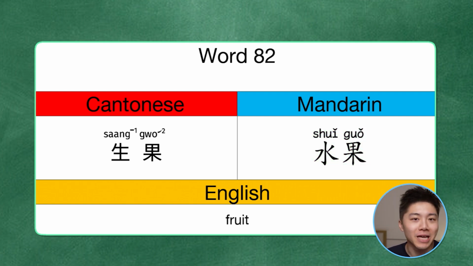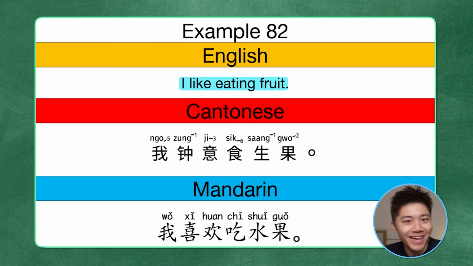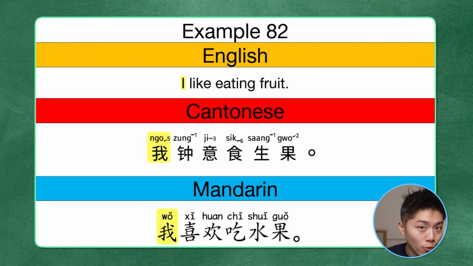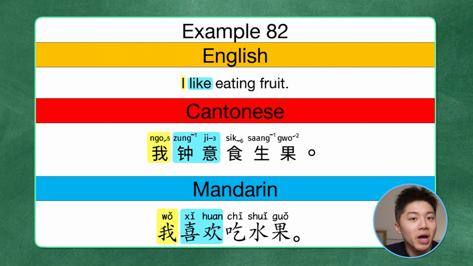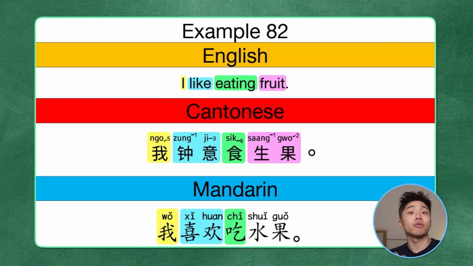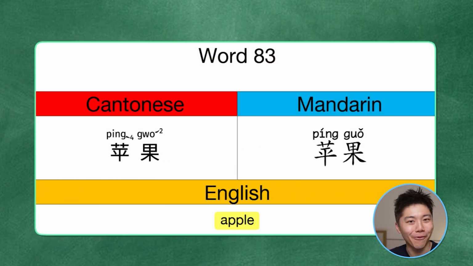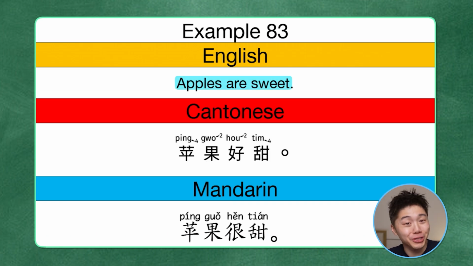So for example, I like eating fruit. In Cantonese, 我中意食生果. In Mandarin, 我喜欢吃水果. 我 is I in Mandarin, 我. 中意 is to like in Mandarin, 喜欢. 食 means to eat in Mandarin, 吃. 生果 means fruit in Mandarin, 水果. Apple, 苹果. In Mandarin, 苹果.